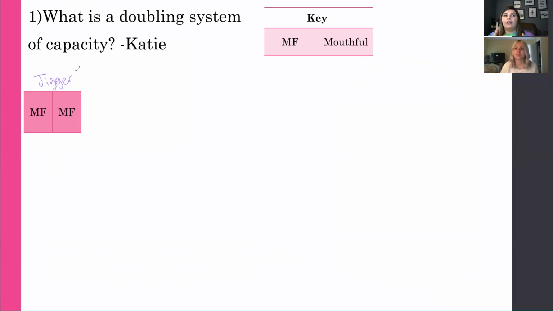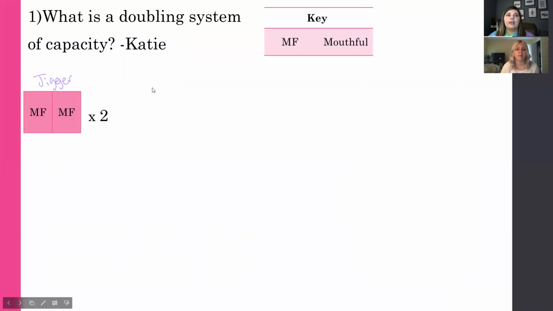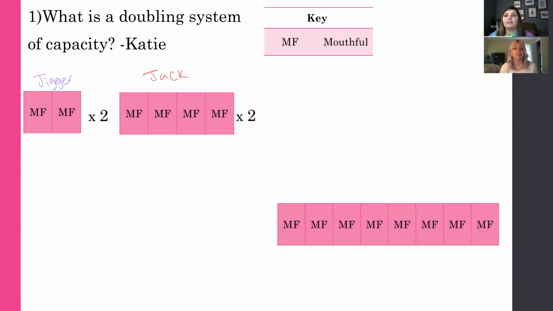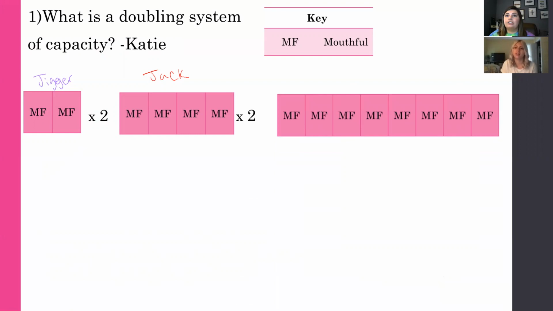Okay, so if we double something, another way to say doubling is to multiply or times it by 2. Of course. So let's times that by 2. And so if we times it by 2, then we would have 4 mouthfuls. And so 4 mouthfuls is going to equal a jack. And so if we times that by 2, then that is going to equal what we're going to call a Jill.